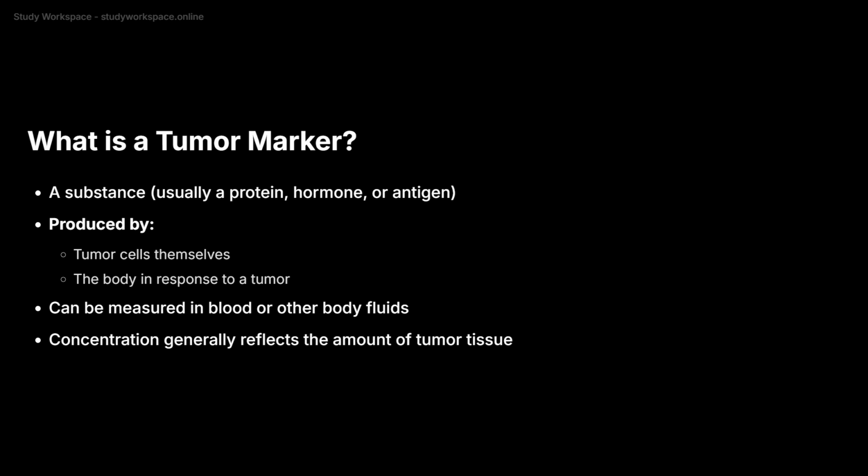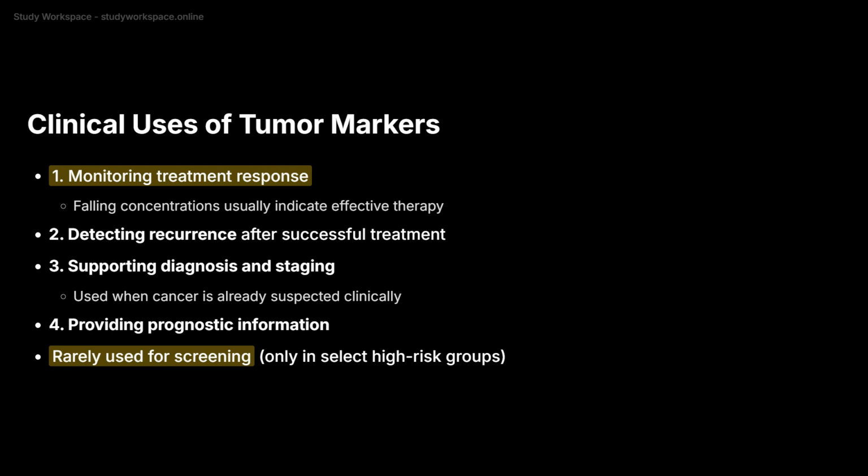A tumor marker is a substance, usually a protein, hormone, or antigen, that is produced either by tumor cells themselves or by the body in response to a tumor. These substances can be measured in blood or other body fluids, and their concentration often reflects the presence or amount of tumor tissue. What are the appropriate clinical uses of tumor markers?